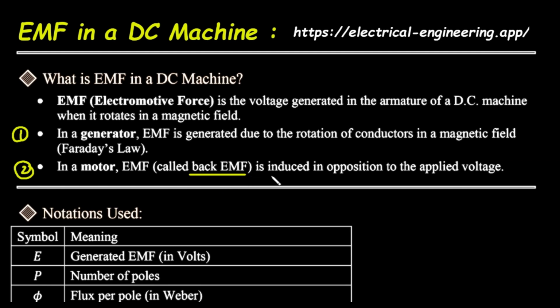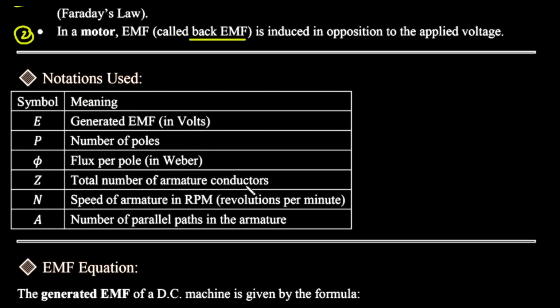Before we jump into the main equation, let's understand the symbols, or variables, that make it up. Knowing what each one represents is key. Here's a quick rundown. E stands for the generated EMF, and it's measured in volts. This is the value we are usually trying to find. P is the number of poles. DC machines use magnets to create a magnetic field, and these magnets have north and south poles. P is the total number of these poles in the machine.